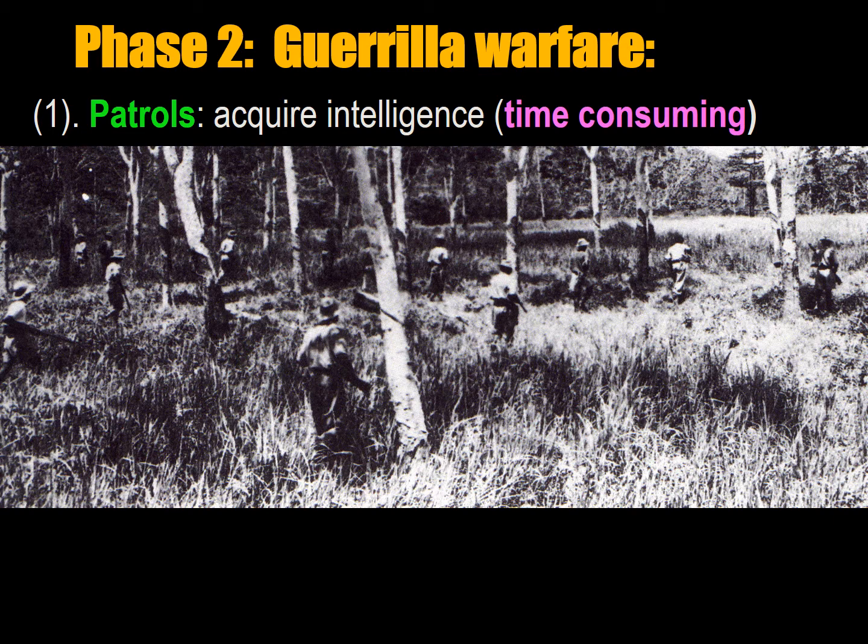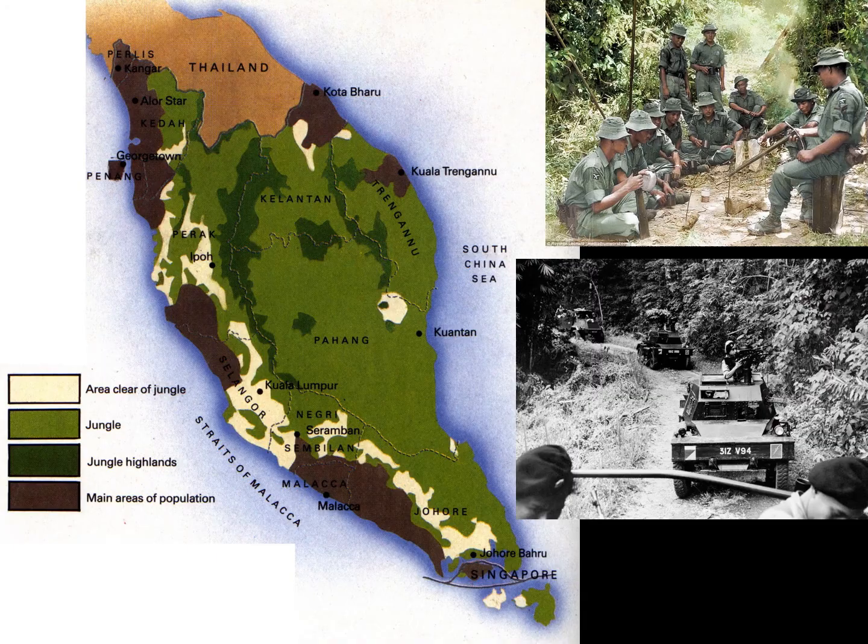Here you can see a British patrol in Malaya. Here you can see the vegetation between the area that's clear of jungle, where most of the population lived, and the jungle highlands, where the insurgents, not on the interior but on the edges to the population center, were mostly based.